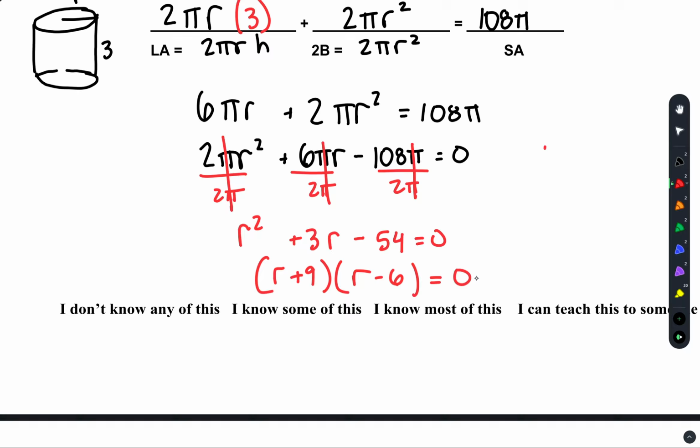I know I get two answers from that. That's R equals negative 9 and R equals positive 6. Can my radius be negative? No, so we know that that's not correct. My answer is radius equals 6.